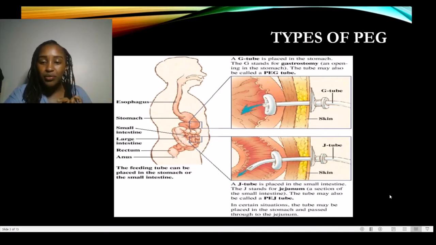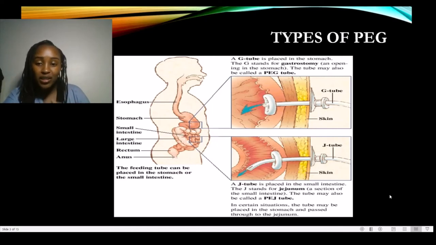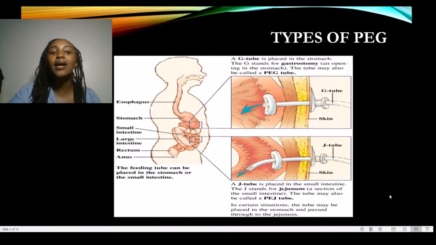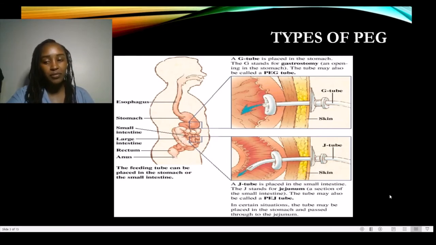So it can be used in situations, and it may be placed in the stomach and passed through to the jejunum, depending on the condition of the client and the intention of putting this tube in the first place. So there are those two main types, the jejunostomy tube and the gastrostomy tube.